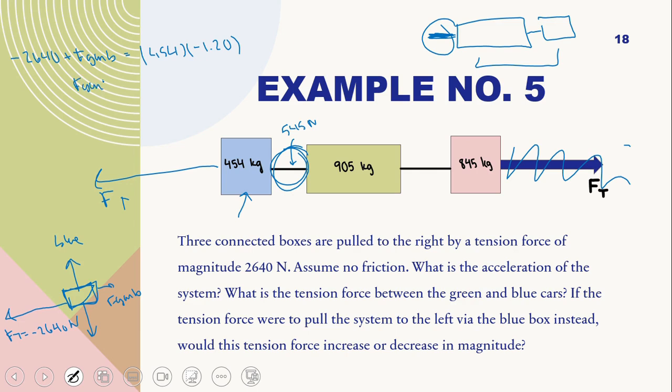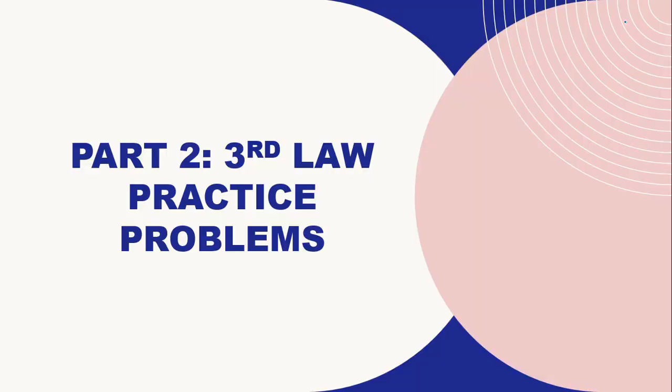Okay, so when we isolate Fg on blue, we get 2640 minus 544.8, and this gives us 2095 newtons. And as you can see, this tension force is way, way higher than the tension force in the original scenario, which was 545 newtons. But you don't have to do all this math to solve the problem. If you think about it conceptually, like we did with the two scenarios, then you can just solve it with words. Okay, so that was the end of the lesson part of the third law video.